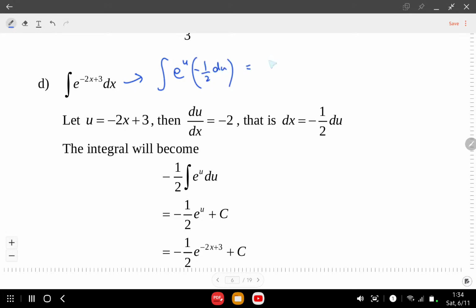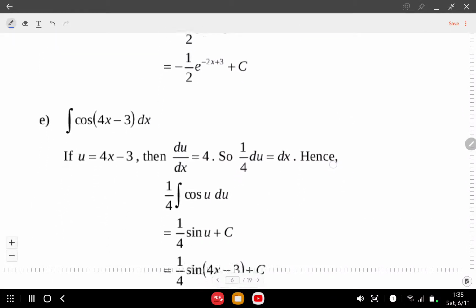Okay, so negative 1/2 kita boleh bawa keluar. So kita akan dapat macam ni lah. Okay, so no more x terms. Dah tak ada x terms, so kita punya substitution ni berjaya. So kita boleh integrate dia. Okay, how to integrate exponential function? So we will get the same function. So plus dengan c. So the final answer will be this one. Our u is negative 2x plus 3 plus c. Okay, so ini jawapan akhir.